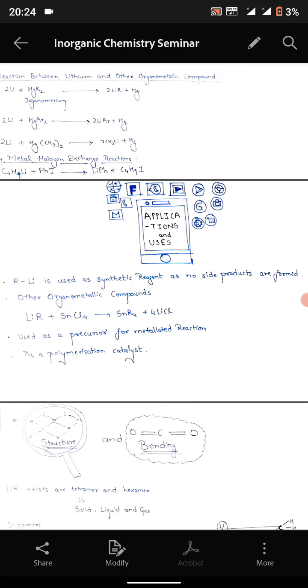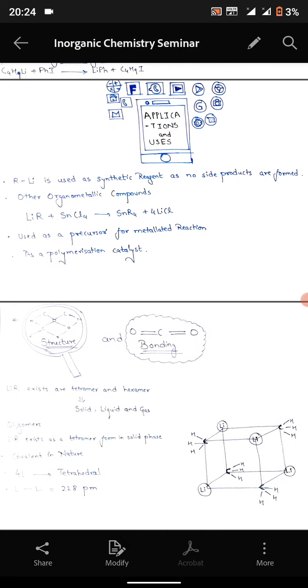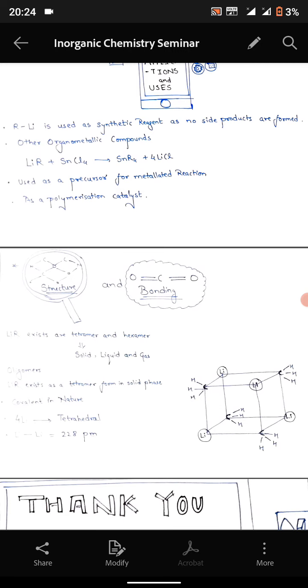Applications and uses. RLi, which is organolithium, is used as a synthetic reagent as no side products are formed. It is used to form other organometallic compounds. Example, 4LiR plus SnCl4 gives SnR4 plus 4LiCl. It is used as a precursor for metallation reactions and also as a polymerization catalyst.